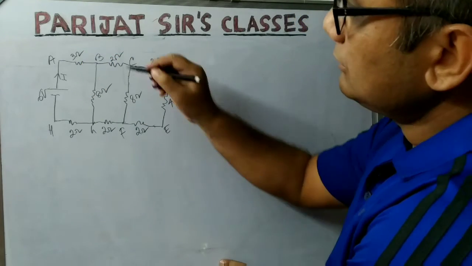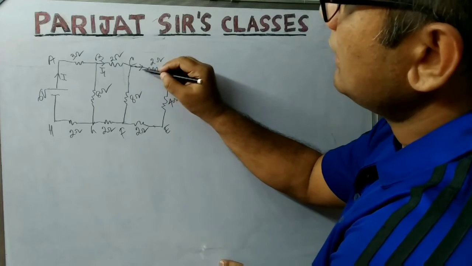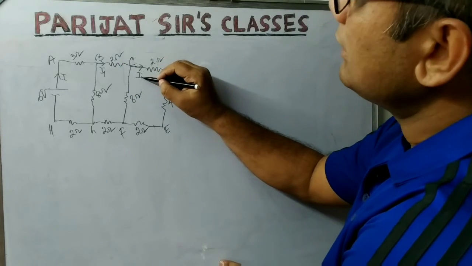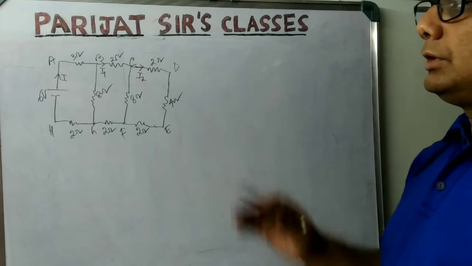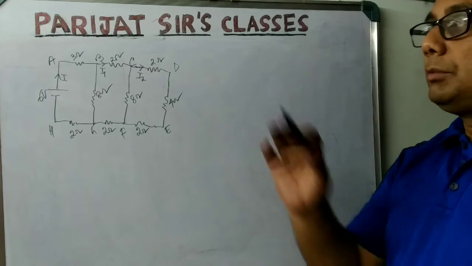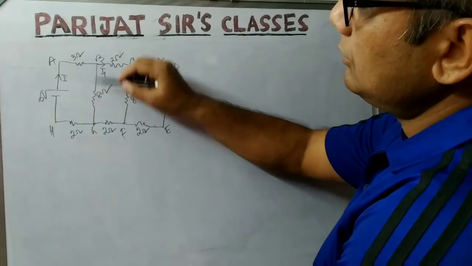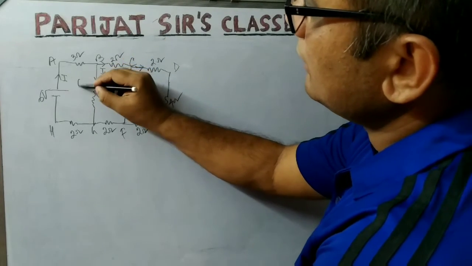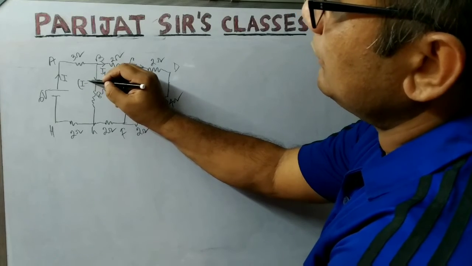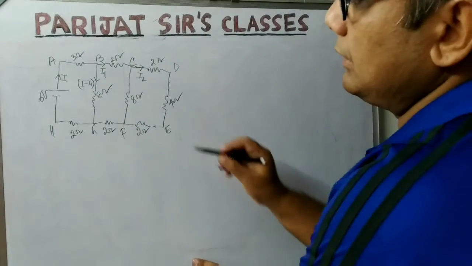They are asking us what is the current I1 here and what is the current I2 here. This is the question. So let's see how to solve it. We'll be using Kirchhoff's law here. First of all, if the current coming out is I, let I1 go here. So what will be the current going here? I minus I1. I can tell the current going here is I minus I1.